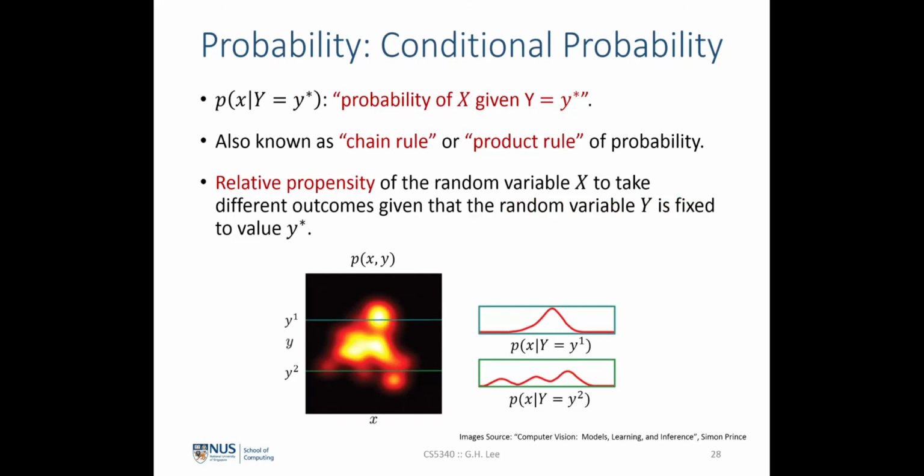Now, the next thing that we look at is the conditional probability, which we write as the probability of x conditioned upon y equals a certain fixed value, which we denote as y star. This is otherwise read as the probability of x given y equals y star. Here we can treat y equals y star as the evidence that we were talking about earlier, because we have already observed that the random variable y is taking a certain state y star, and this is the evidence.